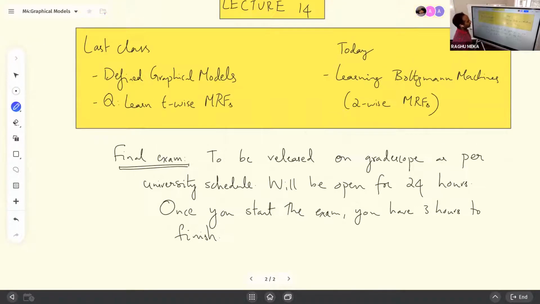Alright, so let's get back to what we were discussing last class. So we introduced this really important class of probability distributions called graphical models, right? And we saw some examples of them, and we asked the question of when can we learn graphical models. The first question we started out with was ill-defined, and then we started specializing it. So this led to the important notion of T-wise Markov random fields.